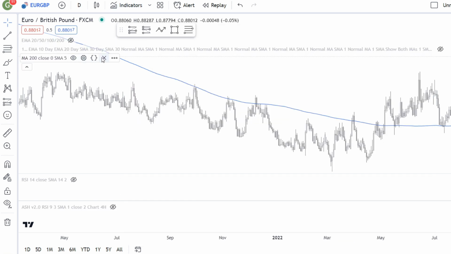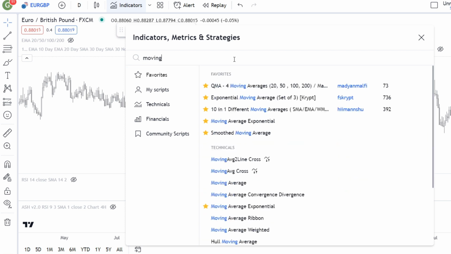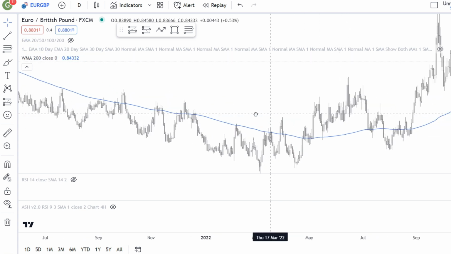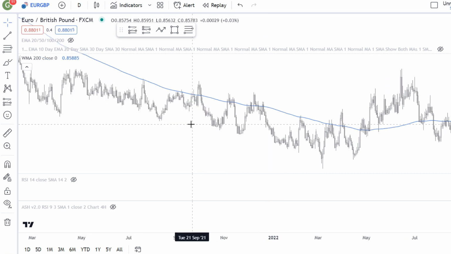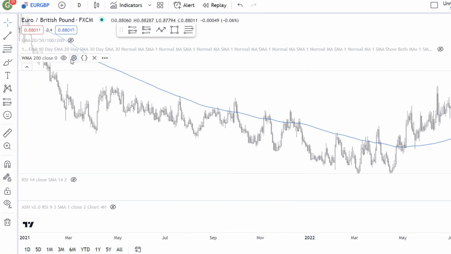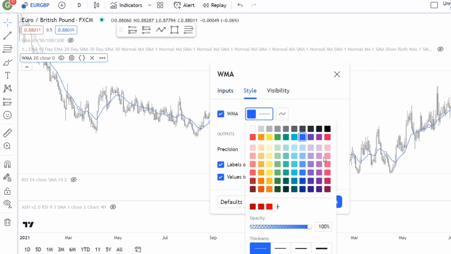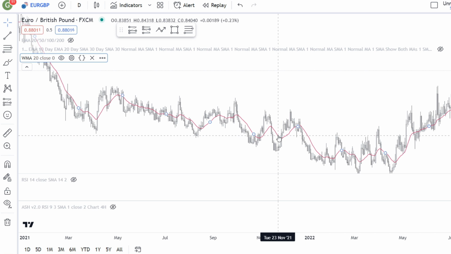Let me delete this one first, and then I'm looking at the weighted, for example, the moving average weighted, and then I'm using the 200 again. And now we see that this line is different than the simple moving average, and we also have the exponential moving average. So over here, let me demonstrate the 20 weighted moving average, and we give it a pink color. All right, so this is the 20 weighted moving average.